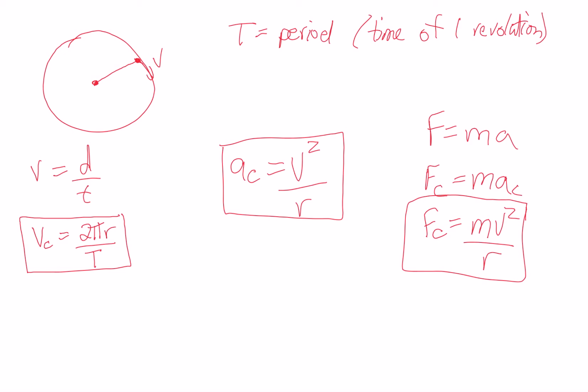The only other thing we have to be careful with is that sometimes they'll give you the time, but instead of a time, they're actually going to give you the frequency. So let's start a new page here. Let's suppose I say an object revolves at 20 RPMs. RPMs means 20 revolutions per minute.